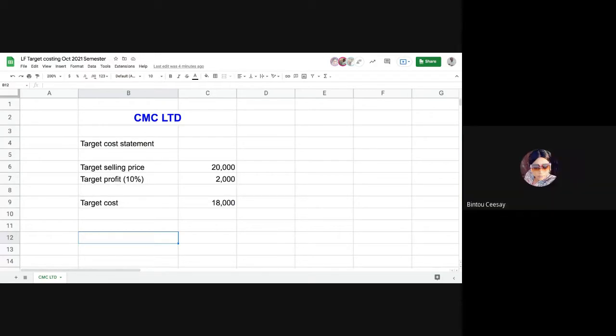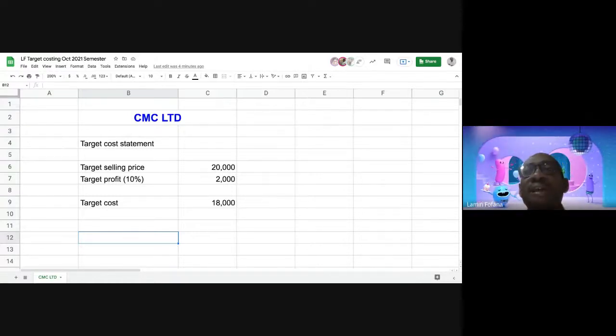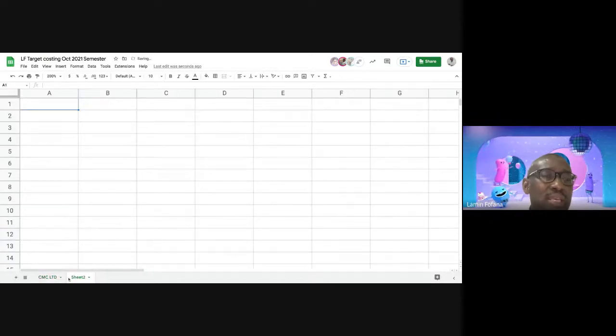Bintu? Yes, sir. You can use the plus sign down where you have the sheet column. Okay, as simple as that. You use the plus sign. Once you choose the plus sign, a sheet will automatically open for you. And then to rename it, we just double click on it or we choose rename from there. So this time around, we're going to call it Fantata Ltd, F-A-N-T-A-T-A space Ltd. Is that clear?